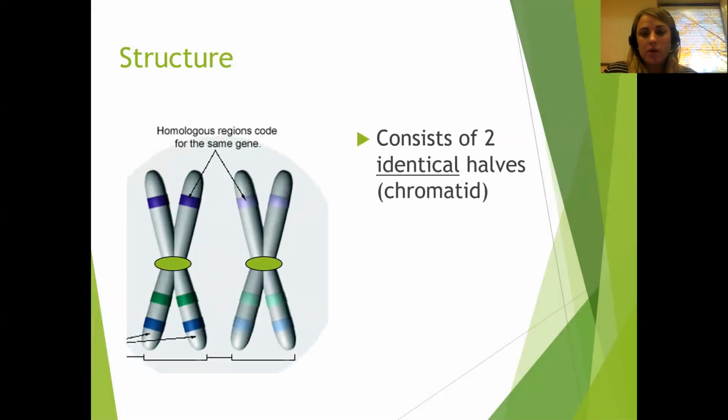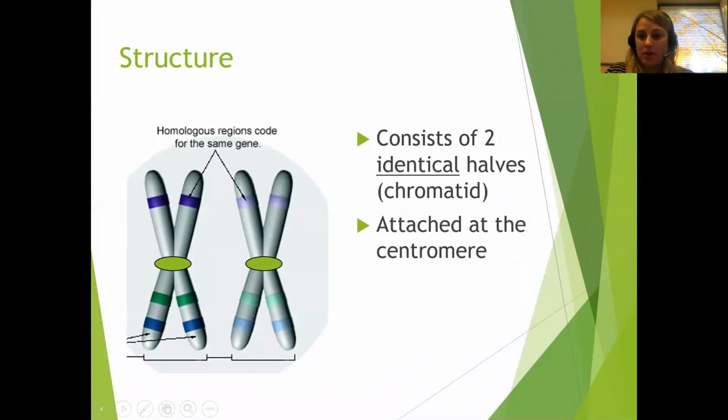So a chromosome is going to consist of two identical halves, or chromatids. You're going to hear these words: you're going to hear chromosome, you're going to hear chromatid. One half of a chromosome is called a chromatid, and it's going to contain identical information. These two chromatids are going to be attached by a centromere. Centromere is also an important term because you are going to hear this when we talk about mitosis.